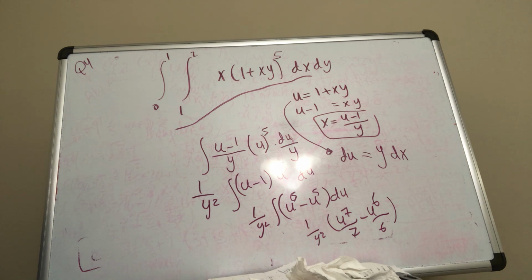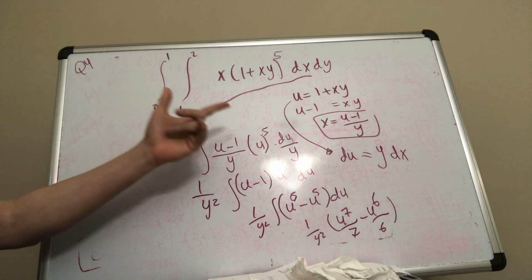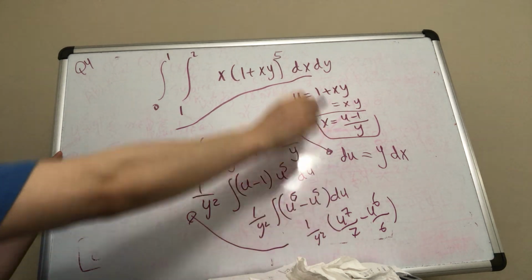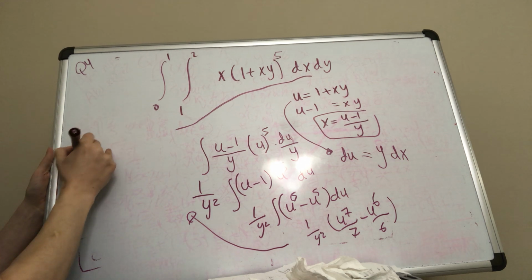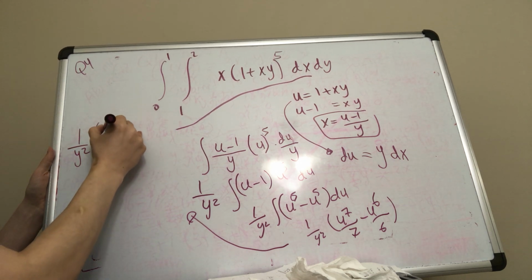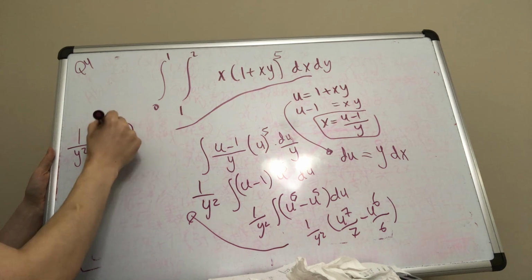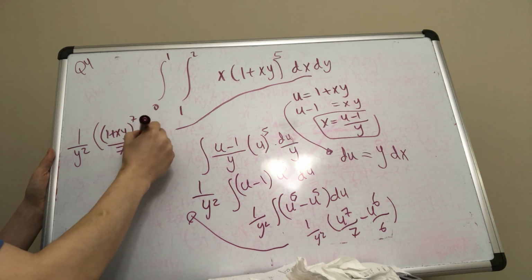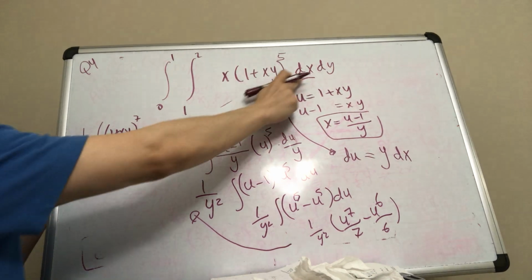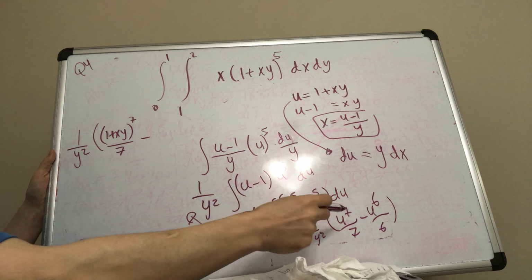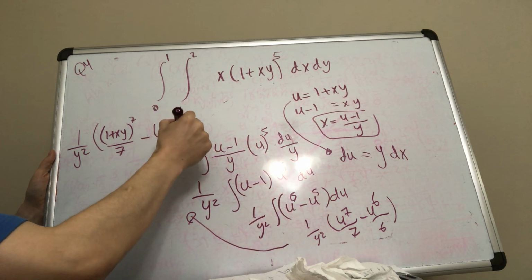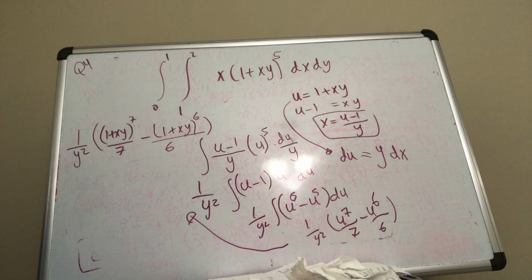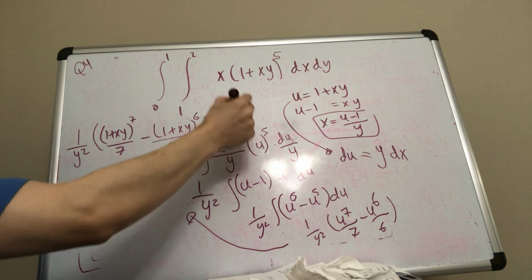Now, I have to put u back as it is. So the answer, instead of u, I put this, so I have 1 over y squared, (1 plus xy), that's my u, to the 7 over 7. Instead of u^6, (1 plus xy)^6 over 6. And we have the 1 and the 2.